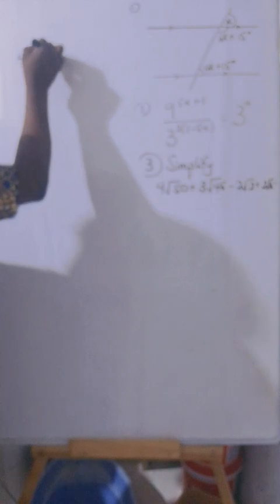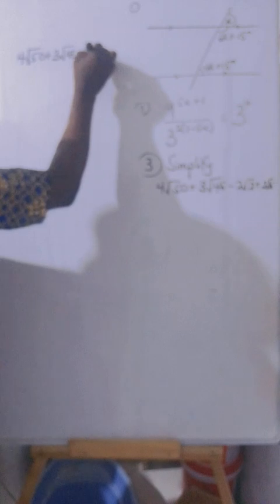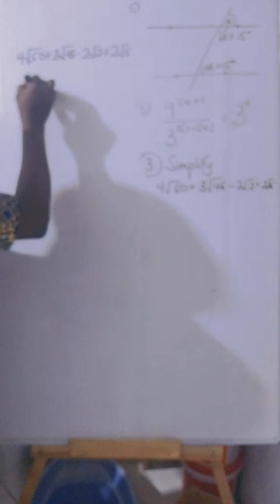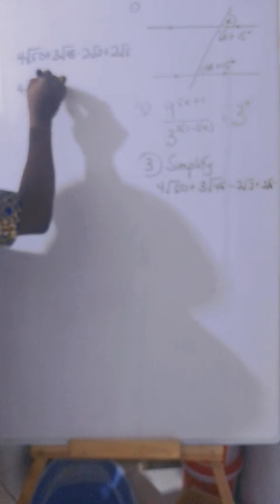Then the last question. You have 4 root 50 plus 3 root 45 minus 2 root 2 then plus 2 root 5, right? So obviously you have to change the 50 and the 45. So that is 4 times root 25 times root 2. That is the 50, because 25 times 2 is 50.